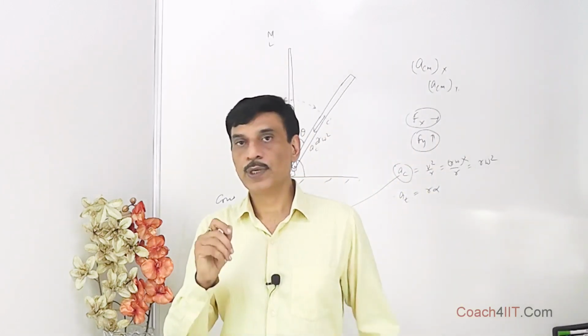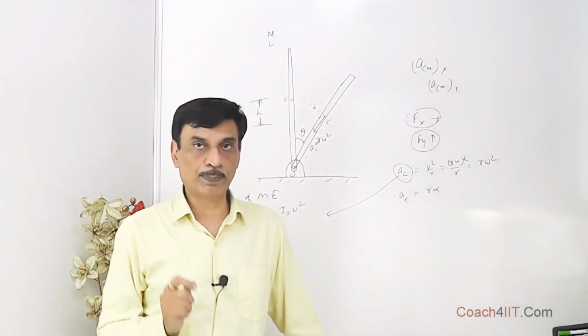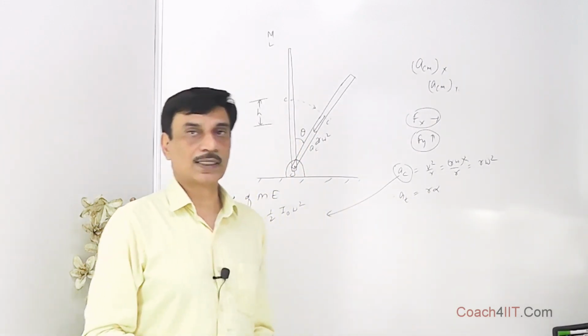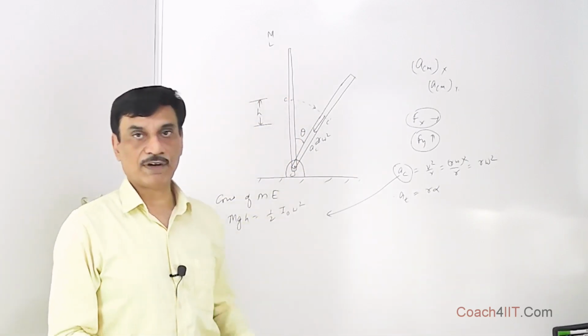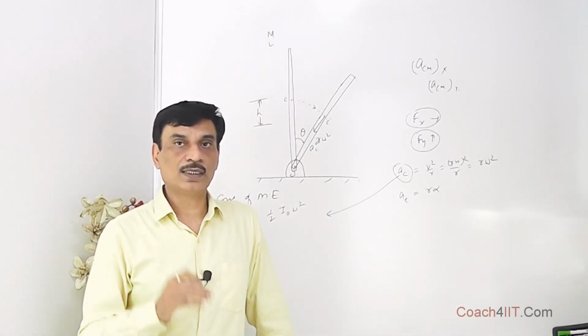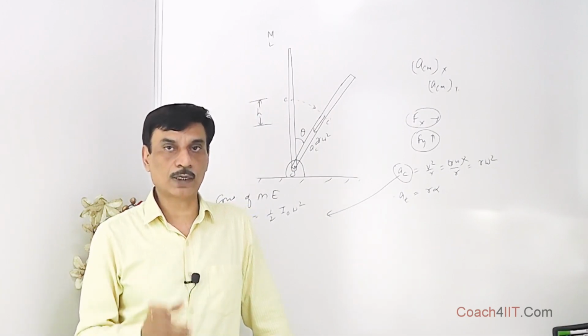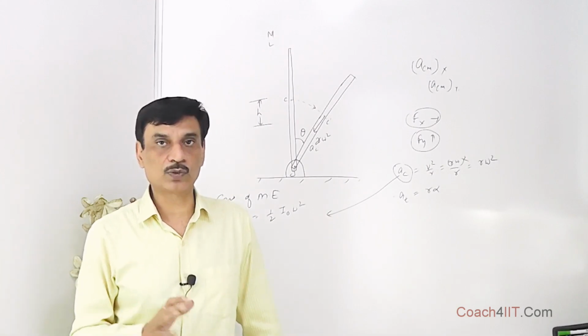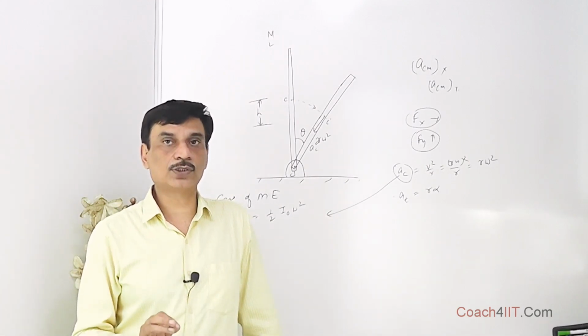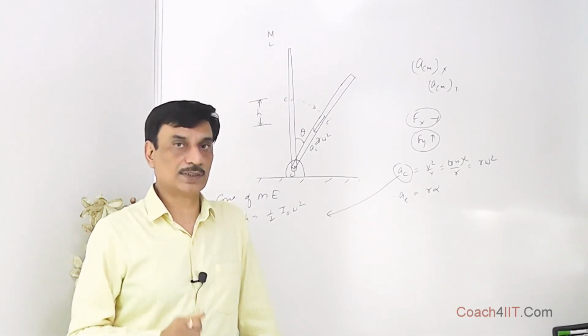So remember, we found the centripetal acceleration using the conservation of mechanical energy principle. Loss of potential energy is equal to half I omega square. From there we found omega. Then acceleration of center of mass is equal to r omega square, where the radius, from here to here, is L by 2. So once centripetal acceleration is known, now we go to tangential acceleration.